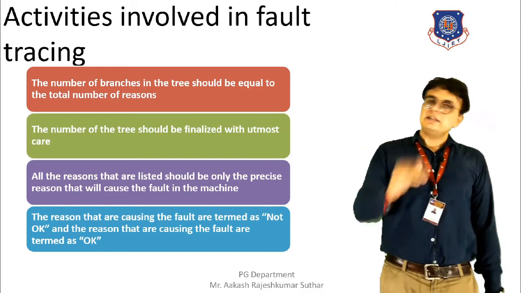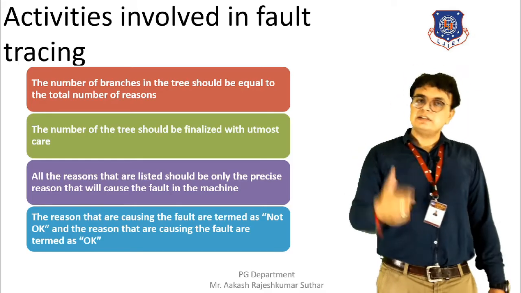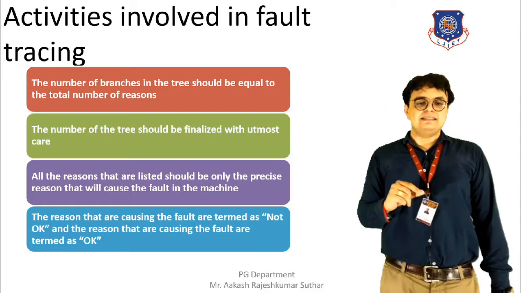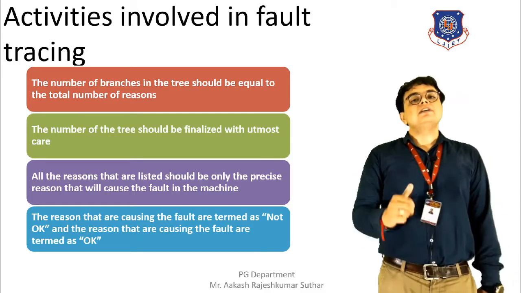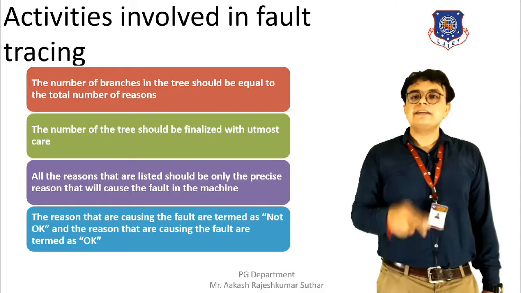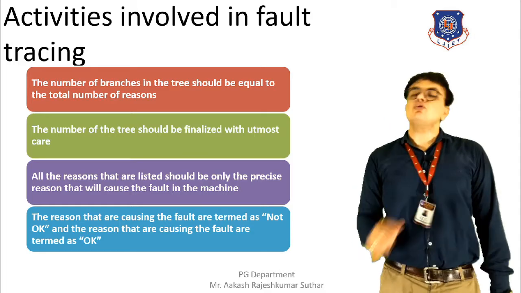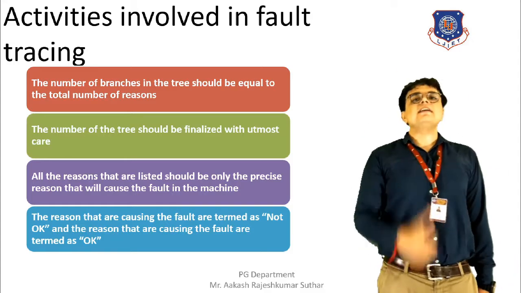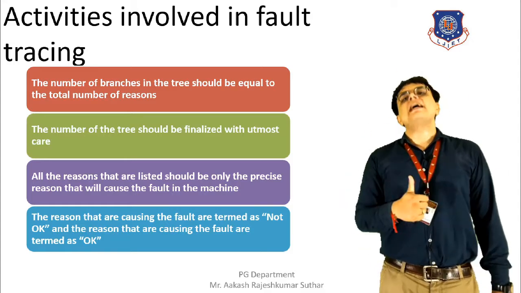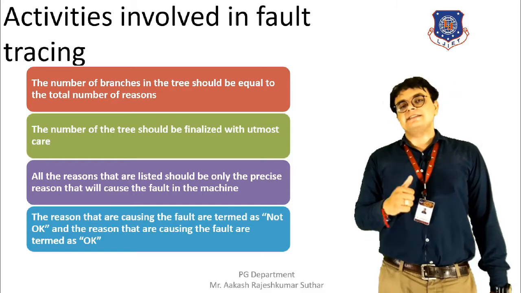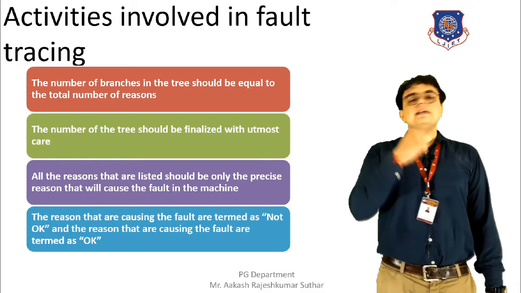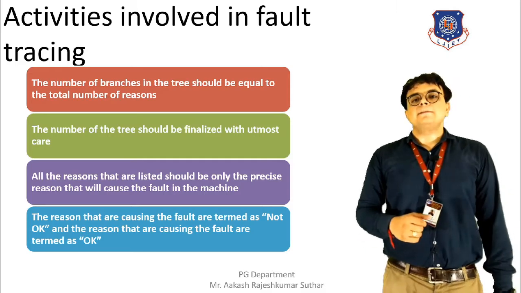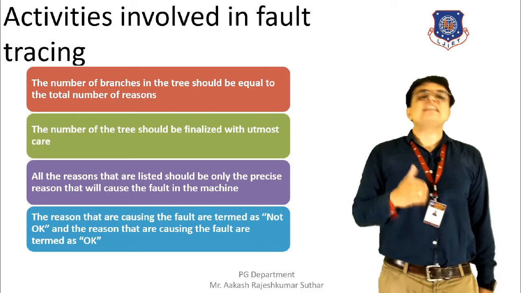All the reasons involved in the decision tree diagram should be the precise reasons because of which the fault takes place. As we discussed in the previous session, whatever reasons or faults we take into consideration in the decision tree diagram should be genuine reasons. Only after that can we find out the particular fault because of which the problem has taken place.